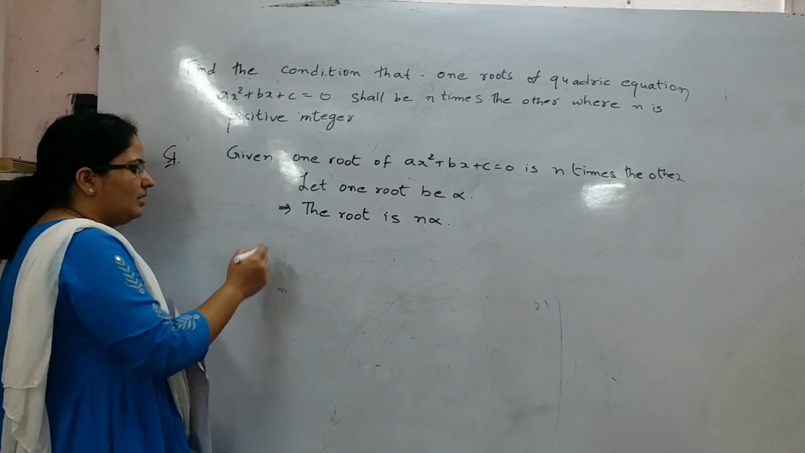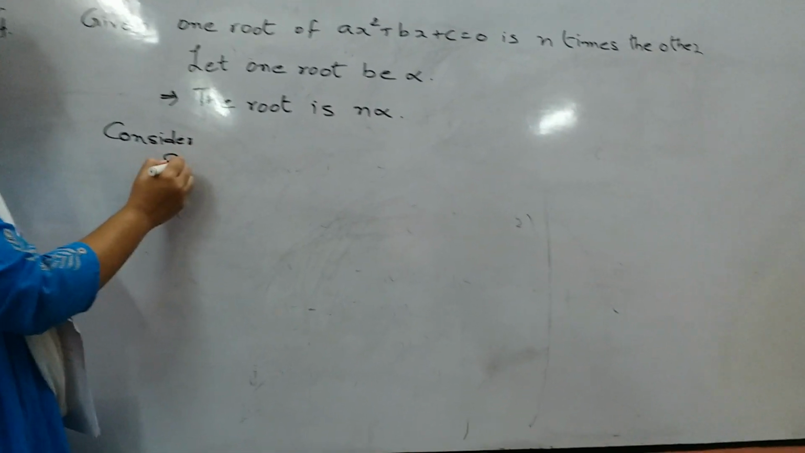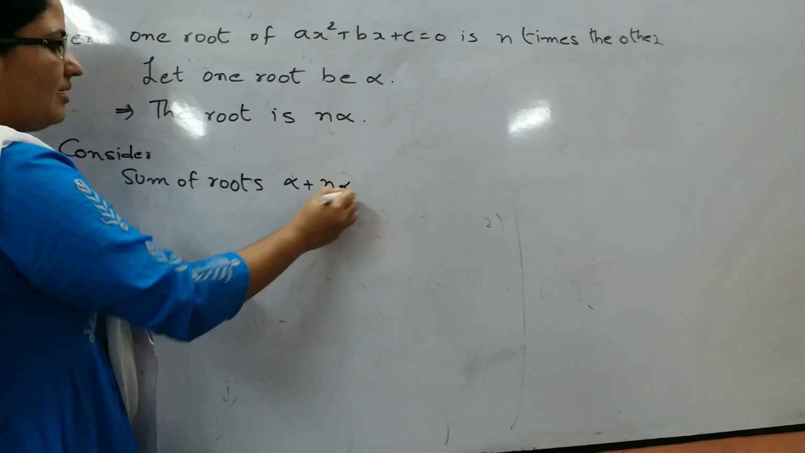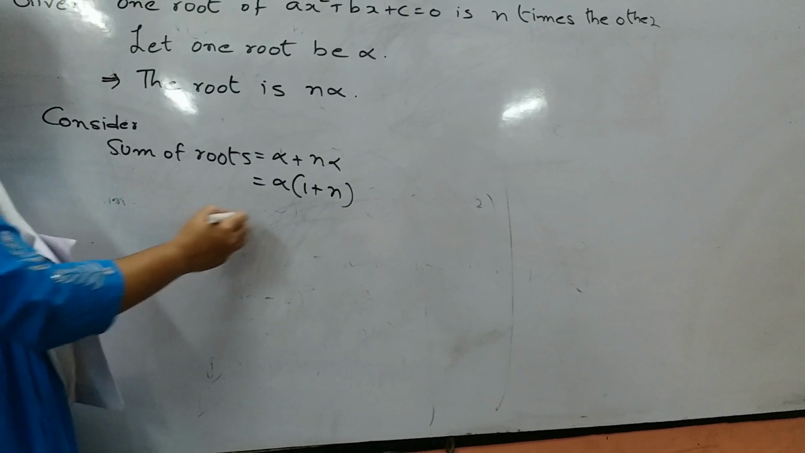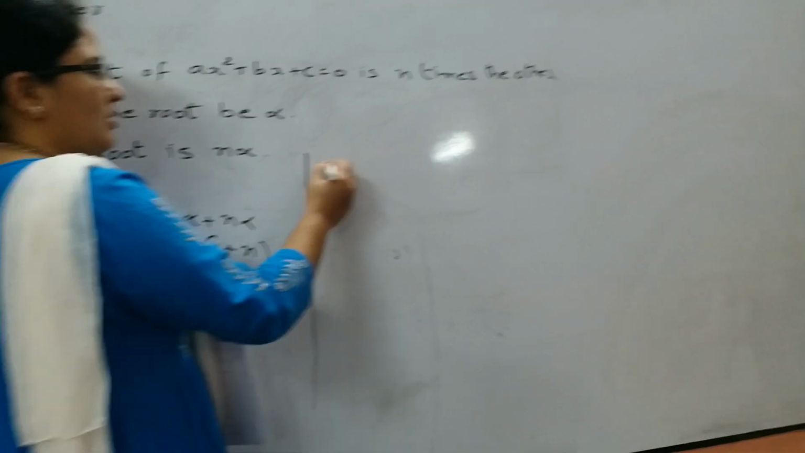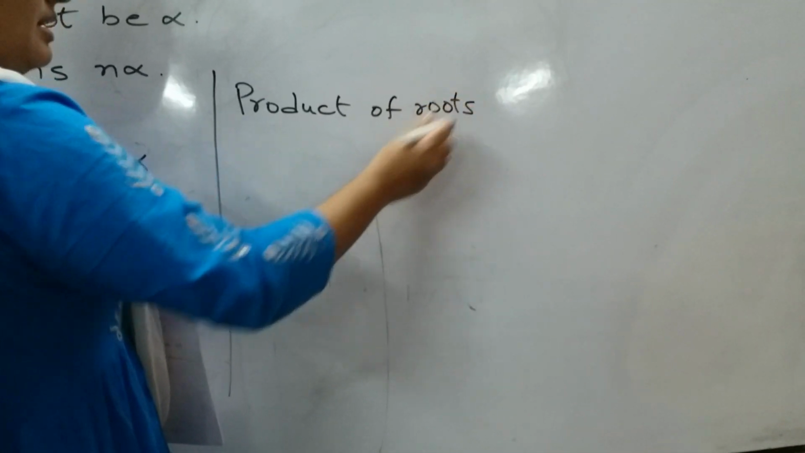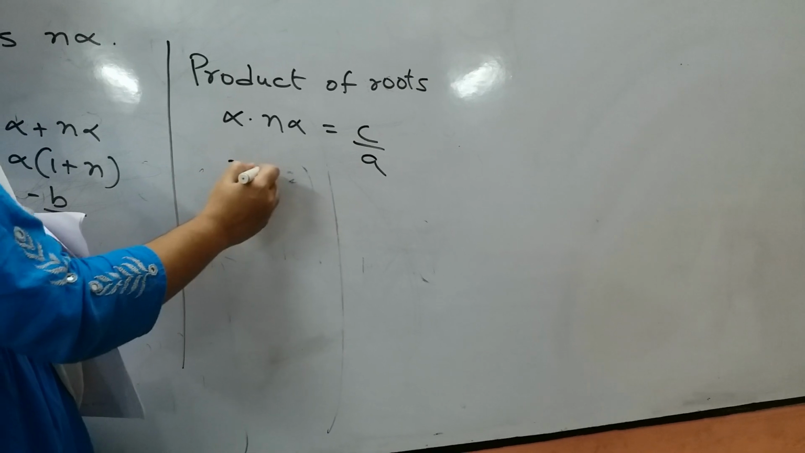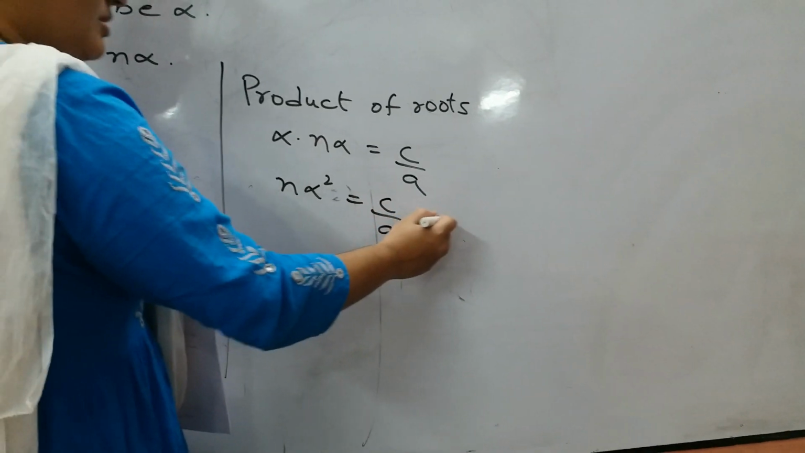Okay, now consider sum of roots. What is sum of roots? Alpha plus n alpha, that is alpha into (1 plus n), and sum of roots is equal to minus b by a. Now what is product of roots? Product of roots is alpha into n alpha, that is equal to c by a, that is n alpha square is equal to c by a. Call this as 1, call this as 2.